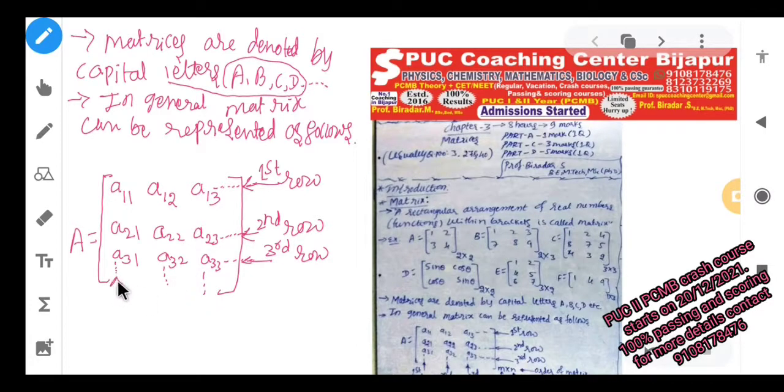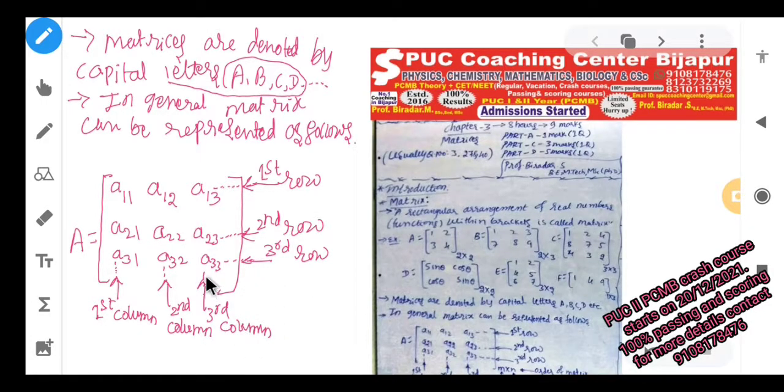So what are we going to call this one? This is the first column. Similarly here, this is the second column, this one is the third column.